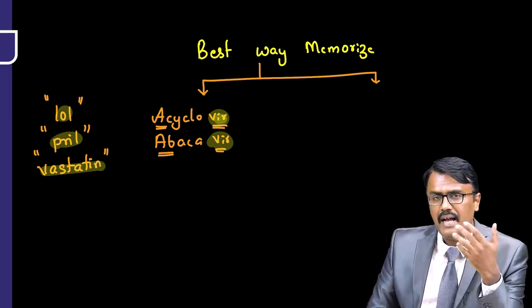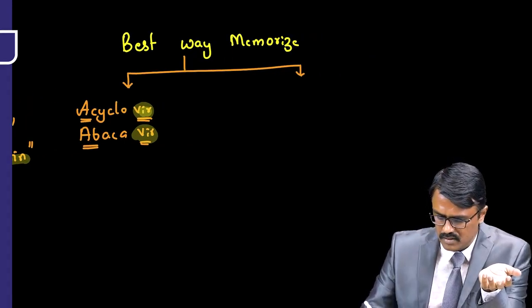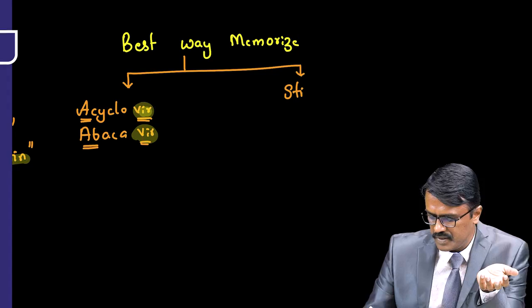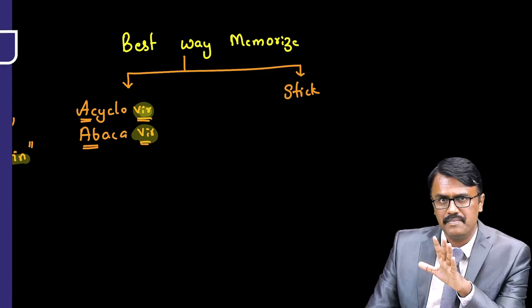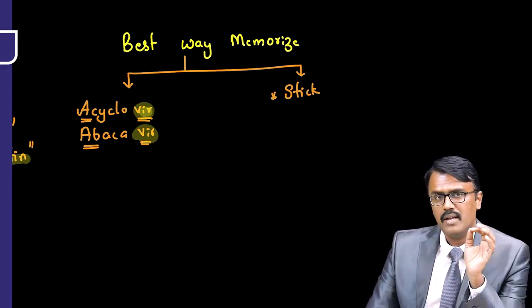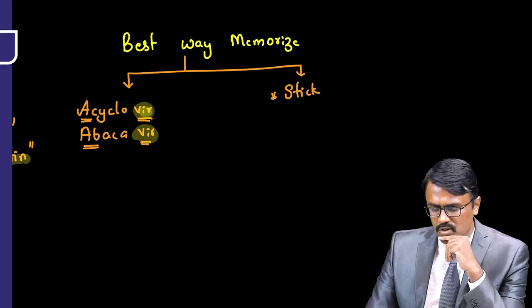But if the drugs are entirely new, if you are not able to memorize, what I suggest is you have to stick that drug name in your room and see it every day. Or what you can do is, you can put the drug name to your friend's name, and whenever the phone call comes, that drug name will come. So these are the ways to remember.